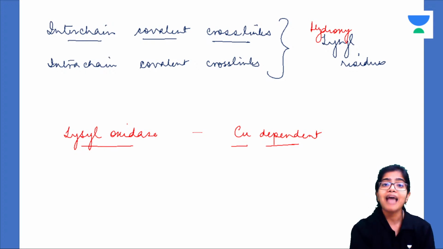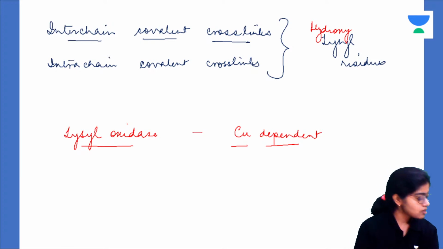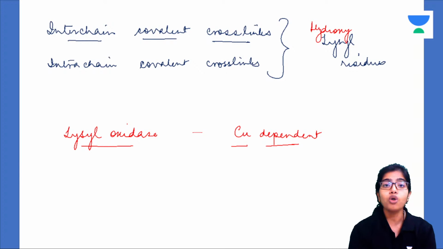Now there is an enzyme called lysyl oxidase, which oxidatively deaminates, meaning it removes the amino part, to form the aldehyde. Now these are modified lysyl residues and they will combine together to form interchain and intrachain covalent cross links. These cross links are the main contributors to the stability of collagen. This lysyl oxidase enzyme is dependent upon copper.